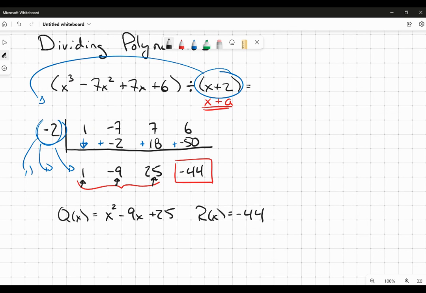So for some of your teachers, that might be enough, just to identify the quotient and the remainder. Or you might have to go back up and write this in a division statement form. So you might say that your quotient is x squared minus 9x plus 25, but that's not quite it. Plus, there's this little bit left over that I wasn't able to divide out. It's that negative 44 over that x plus 2. That little bit of division still needs to occur. And there's another way to write the division statement, but that's not where I'm headed. You're just going to have to figure out from your instructors what they're expecting you to do. But this is how I would approach a division like this using synthetic division.